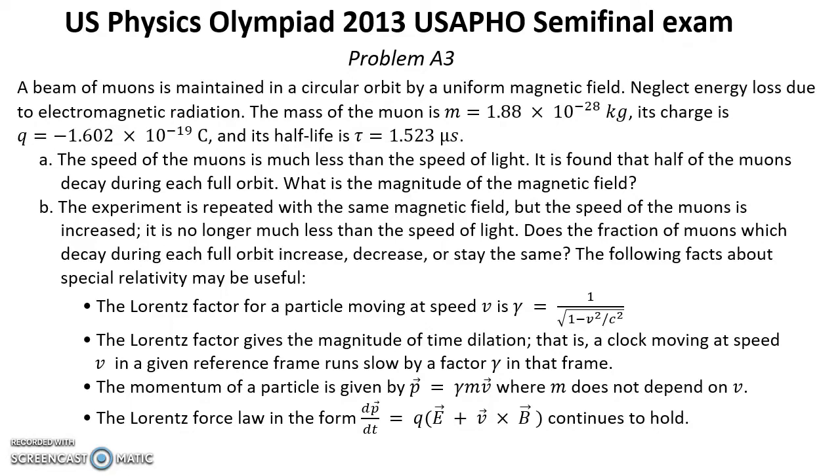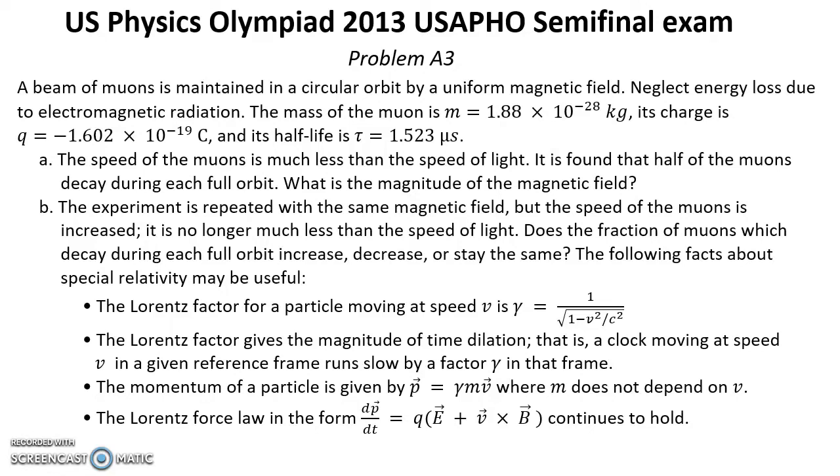The speed of the muons is much less than the speed of light. It is found that half of the muons decay during each full orbit. What is the magnitude of the magnetic field?